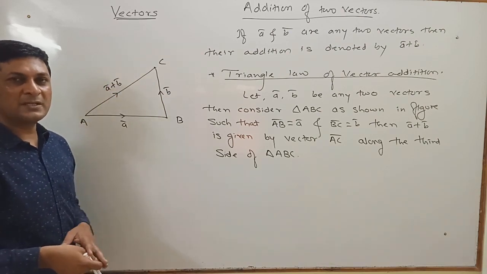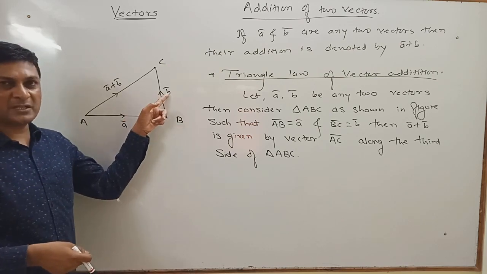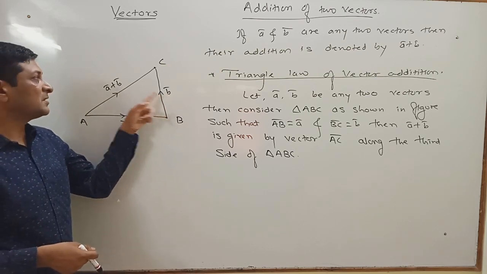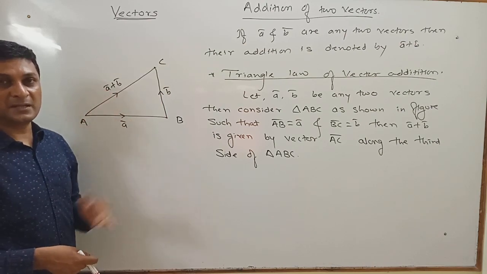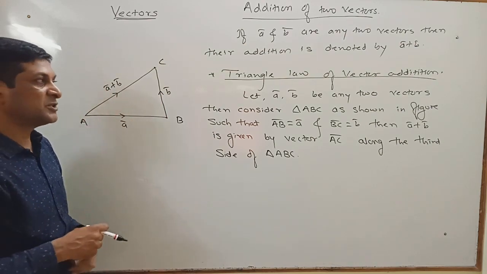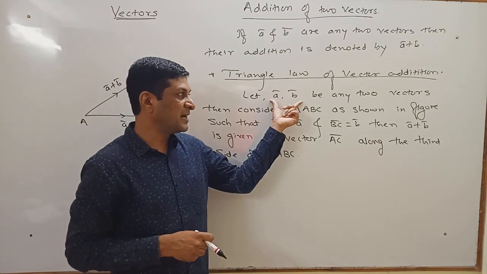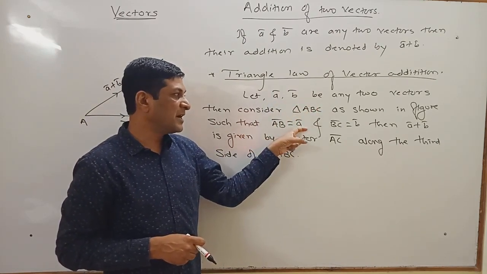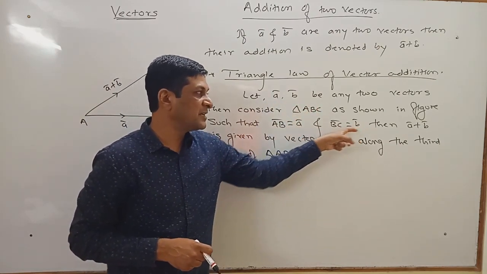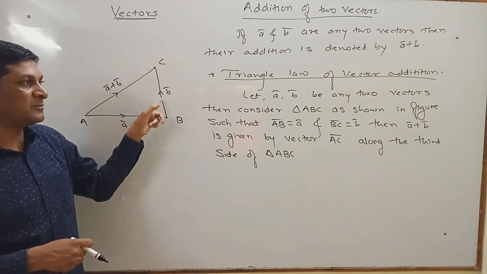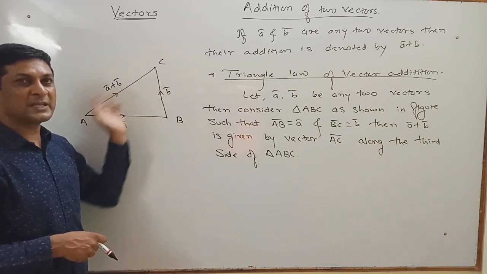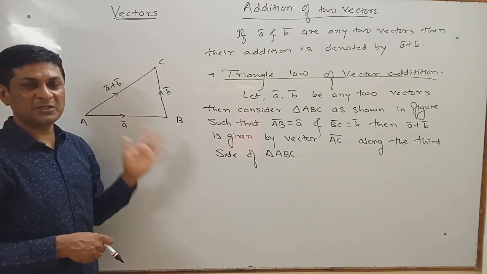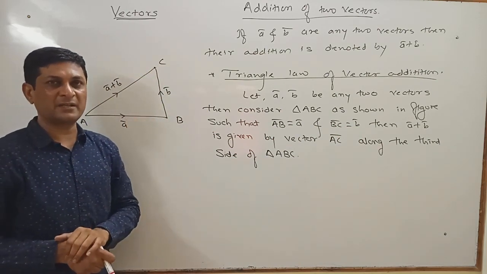So a very simple law is there. If a bar and b bar represent two sides of a triangle, then the third side of the triangle represents the resultant. Resultant means the addition of these two vectors. Again observe, a bar and b bar are any two vectors. a bar is along AB bar and b bar is along BC bar. Then a bar plus b bar represents the third side of the triangle, which is called the triangle law of vector addition.